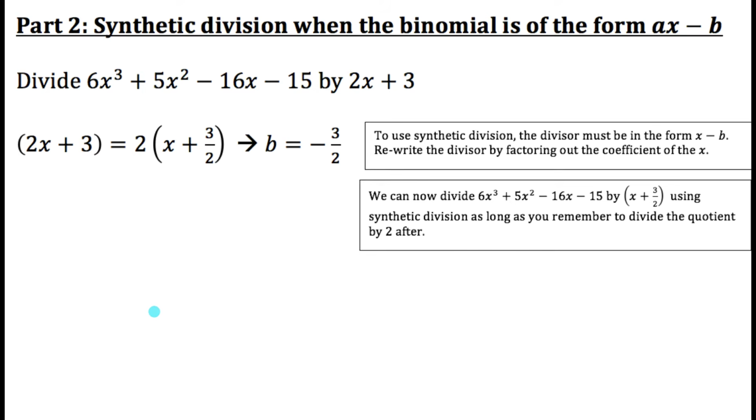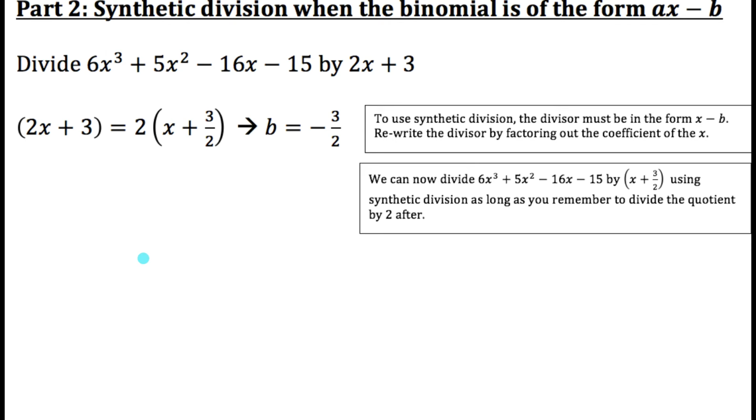But it also assumes that the coefficient is 1. And in this case, it's not. But there is still a way to do synthetic division when the divisor is of this form. What we can do is common factor out that 2 from the divisor and then do 2 separate divisions. If I common factored out the 2 from the divisor, this is what I would have, right?